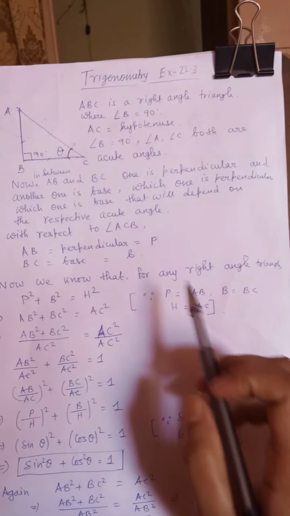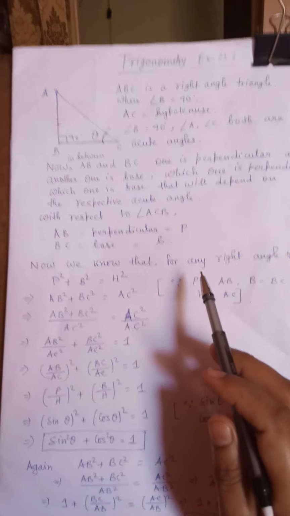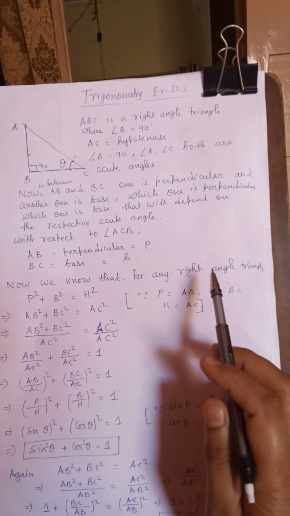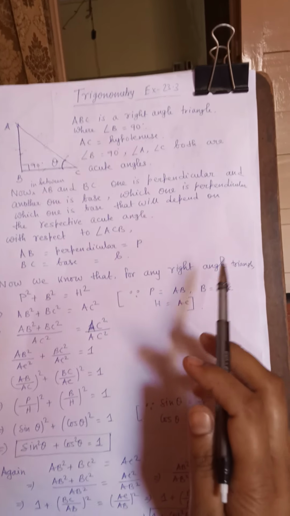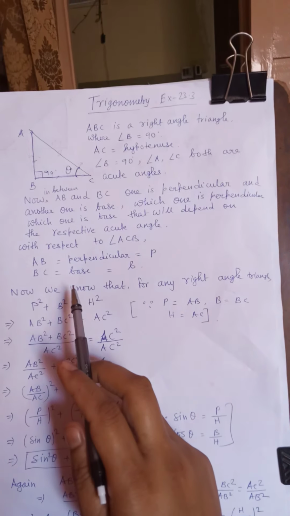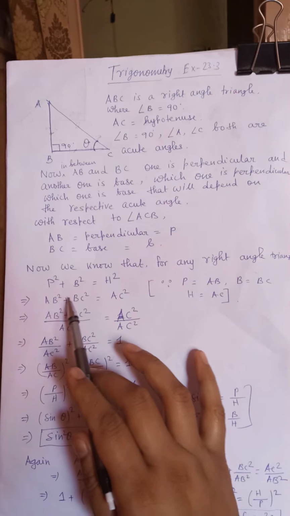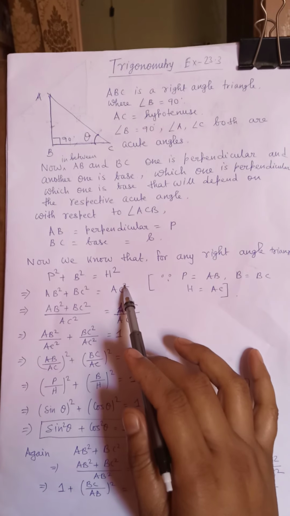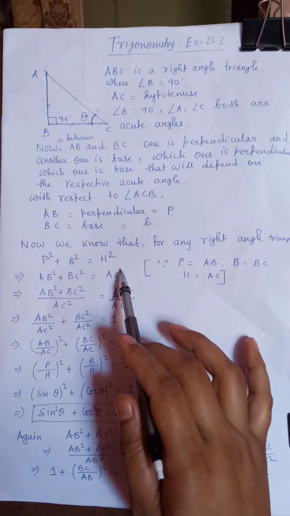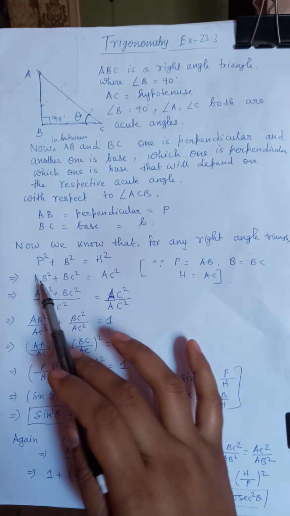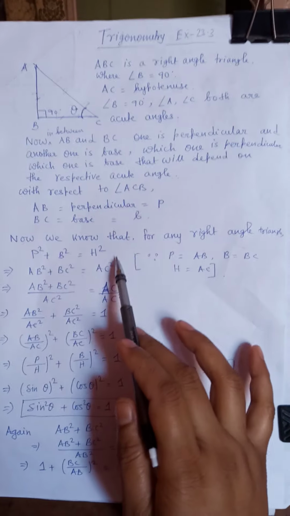In class 9, you have gone through the relationship of Pythagoras theorem. According to Pythagoras theorem, in case of a right angle triangle, perpendicular square plus base square equals hypotenuse square. So here AB square plus BC square equals AC square. So three sides are related here, AB, BC and AC.